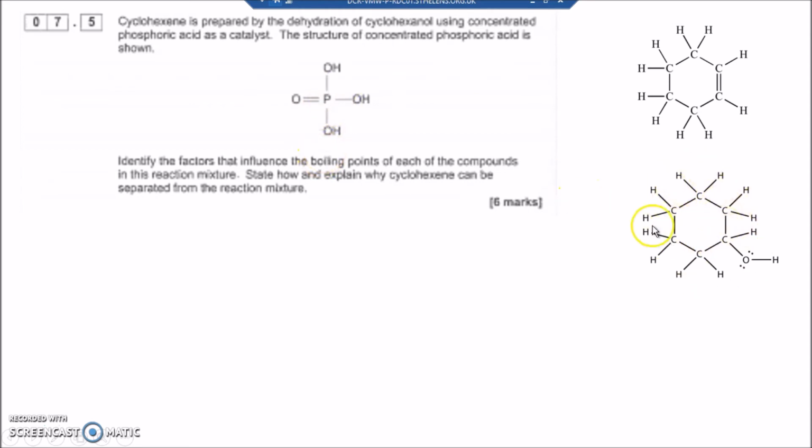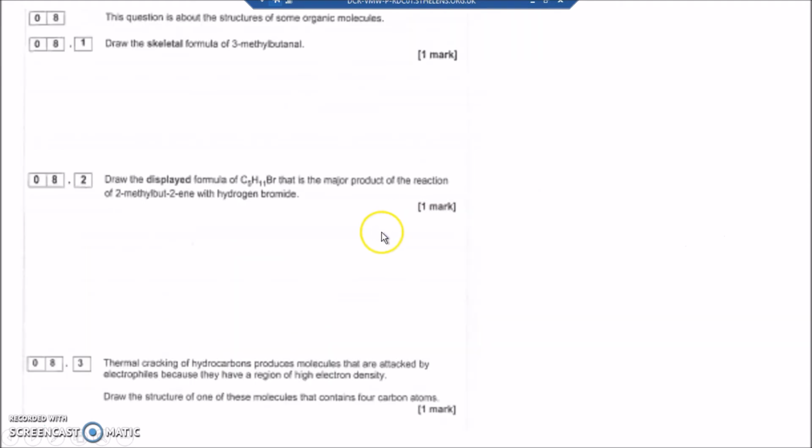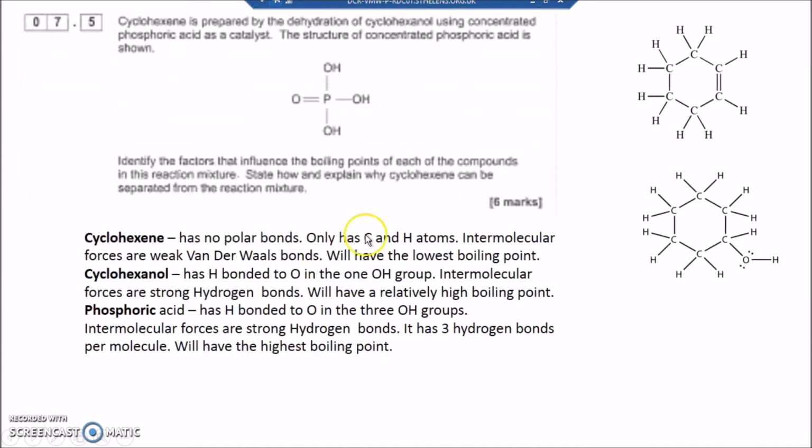Next highest boiling point is this one, because it's got hydrogen bonds, but it's only got 1 OH, so it'll have 1 set of hydrogen bonds between the molecules. This one has only got carbons and hydrogens, so it's got no hydrogen bonds, it's got no polar bonds, it's going to have van der Waals bonds as intermolecular bonds, which are the weakest kind of intermolecular bonds between its molecules. So we've explained that.